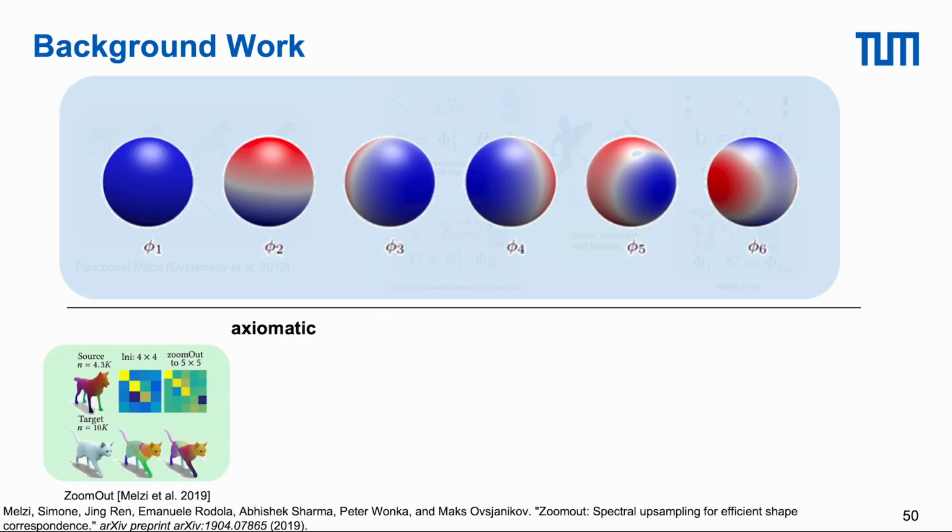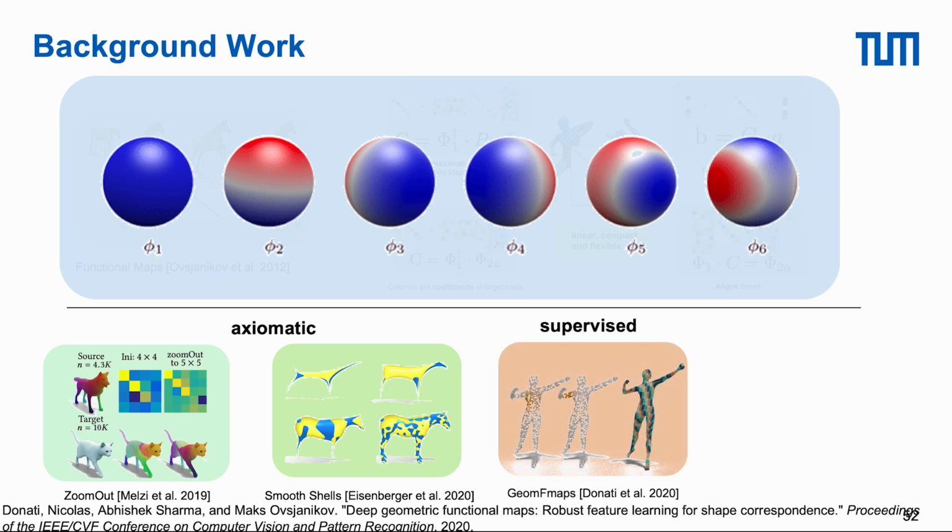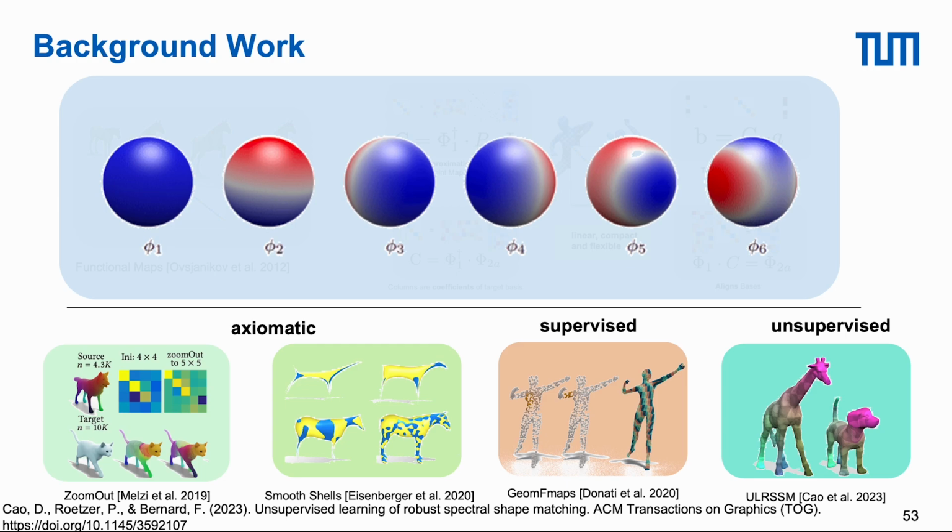And from the introduction of functional maps a decade ago, numerous applications have been built on top of these Laplace-Beltrami bases. To name a few, we have the axiomatic ZoomOut that we have already introduced. There's another one called Smooth Shells. We also have supervised deep learning methods with functional maps. There are also unsupervised deep learning methods with functional maps.